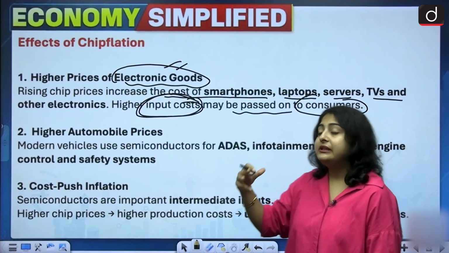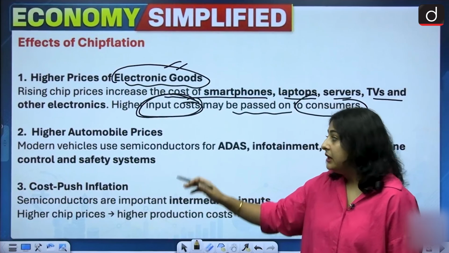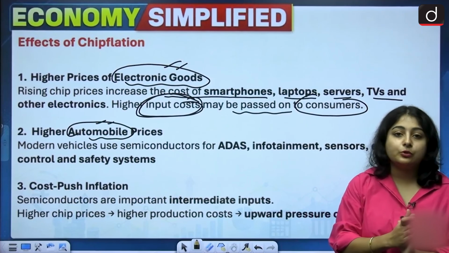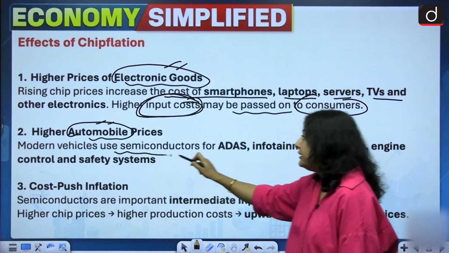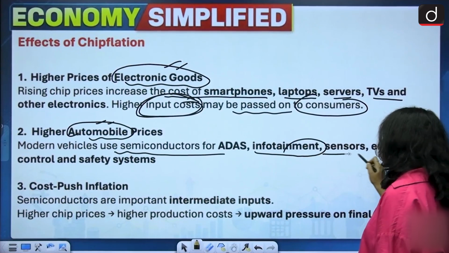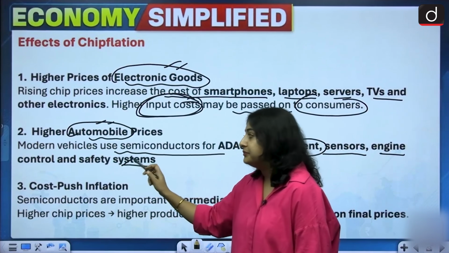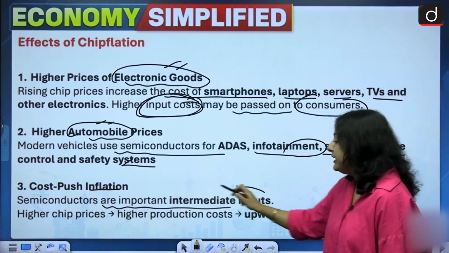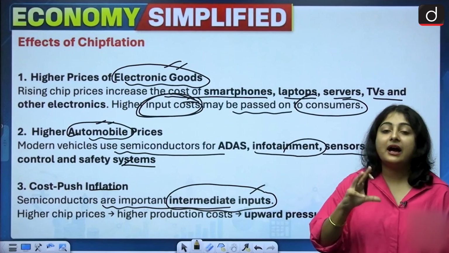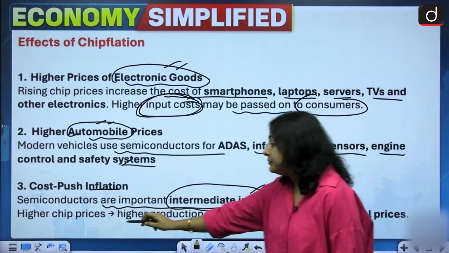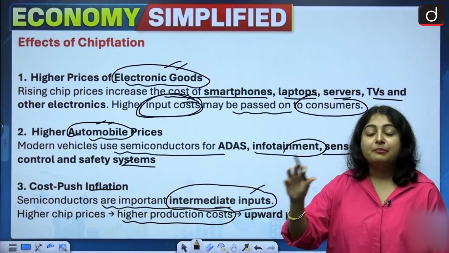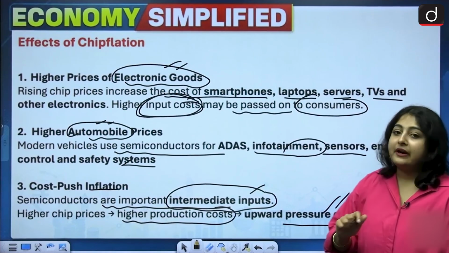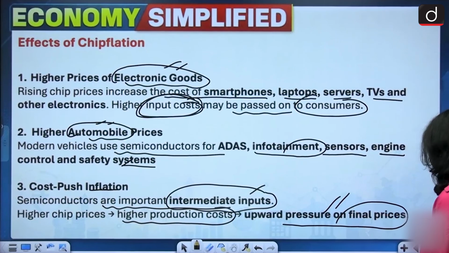Not only the prices of electronic goods will increase, the prices of automobile goods will also increase, because semiconductor chips are also used in the automobile sector. Modern vehicles use semiconductors for infotainment and sensors, engine control and safety systems. This can also lead to cost push inflation. Semiconductors are an important intermediate input. Higher chip prices can lead to higher production cost, and manufacturers will pass on this production cost to the consumer, and that will increase the price of the final product. That is what we are currently witnessing.